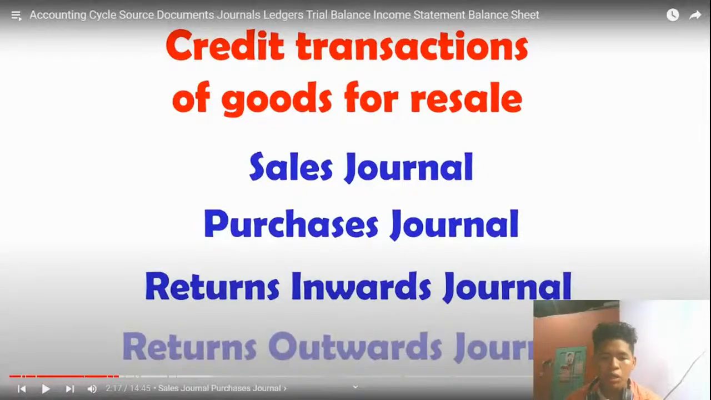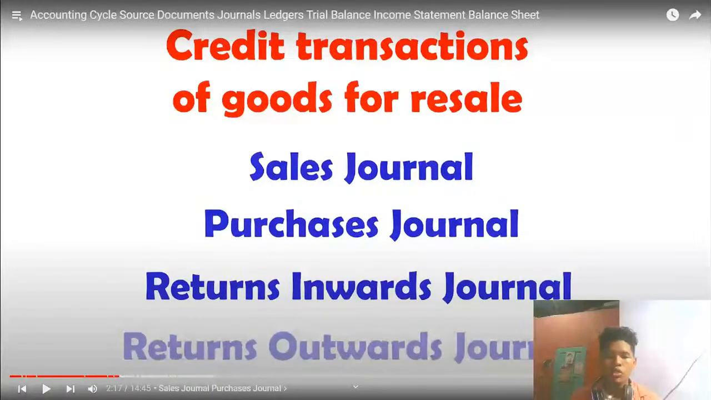A return outwards, however, is for example when you don't like a good and you're returning it to a business. That is what we consider to be the returns outwards journal, and that is the main difference between return inwards and return outwards. So that is the difference. Returns outwards journal.